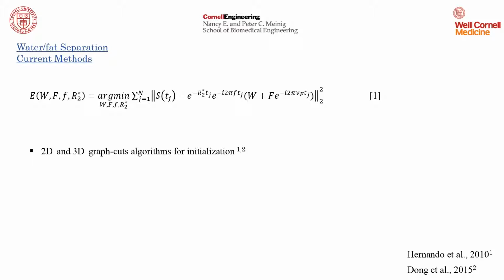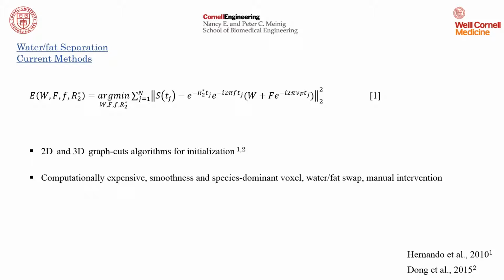2D and 3D graph cuts algorithms are proposed to generate a correct initial guess for the field. However, these graph cuts based algorithms are computationally expensive. They sometimes have some assumptions about the field, such as smoothness or species dominant voxel. There can be problems with water-fat swapping, and finally there might be requirement for manual intervention. And this can be problematic in a clinical setting to generate automated QSM maps.